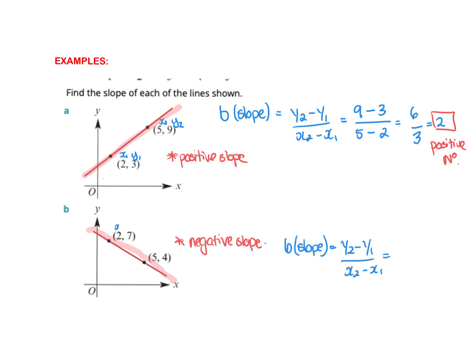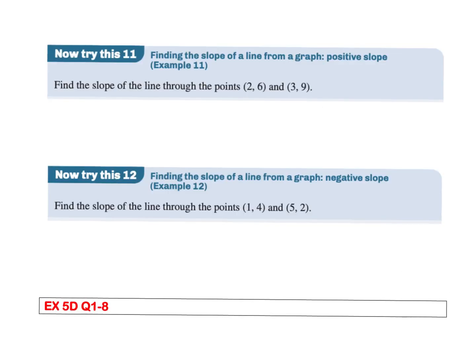So I'm going to call this one x1, y1, and this one x2, y2. It doesn't matter which one you call point 1 and which one you call point 2. You would get the same answer if you did it vice versa. So let's do this one. This one would be 4 minus 7 over 5 minus 2. So we end up with negative 3 on 3, which equals negative 1. So we see that is a negative number, which is what we wanted because we could see it was a negative slope.